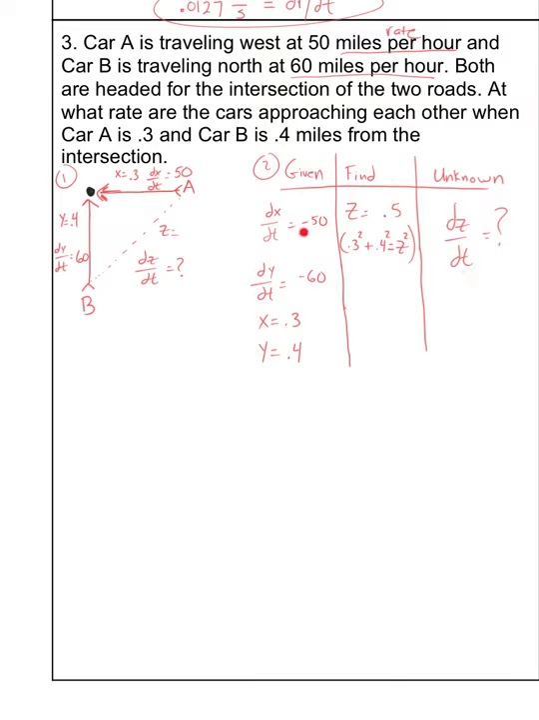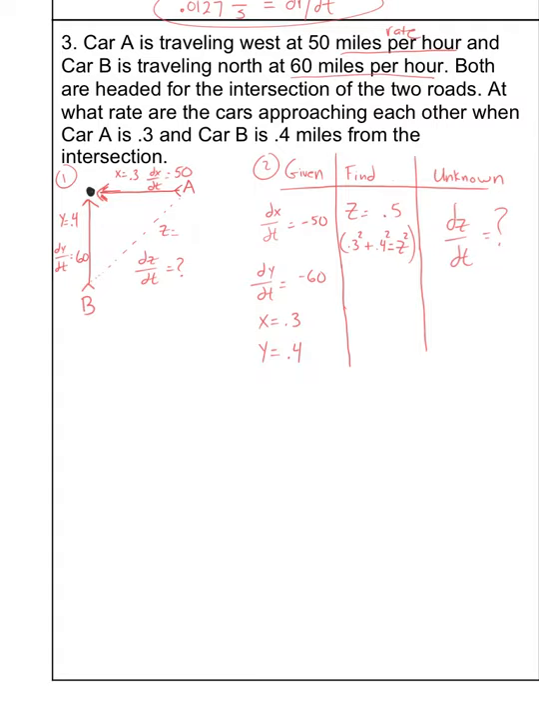Now, this is a negative rate here, because as car A travels towards the intersection, his distance from the intersection decreases. This length is decreasing, so the rate is negative. And same with car B. As car B drives towards the intersection, his distance from the intersection decreases. So the rates are negative. If your function is decreasing, your rates are negative. So always check your rates to make sure that they have the right sign.